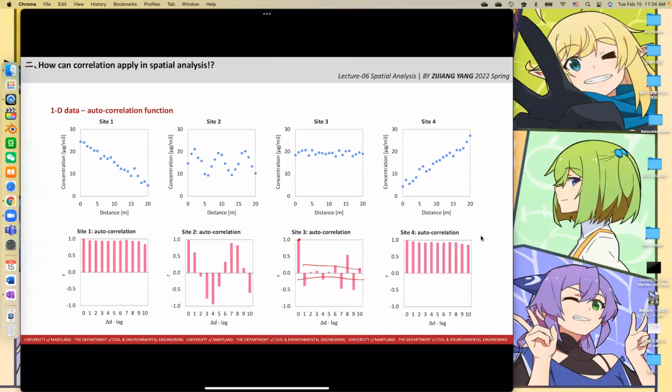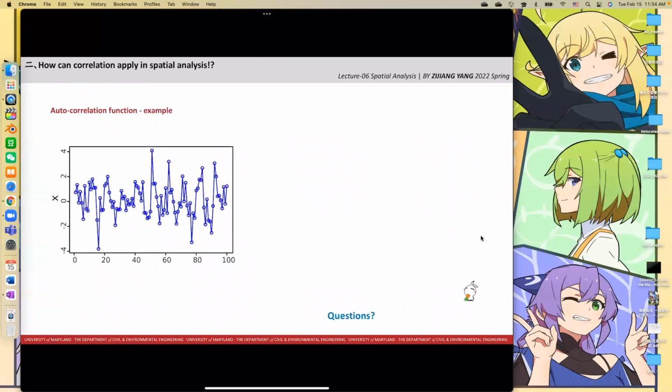And in practice, the characteristics of these 4 sites are easily identified, and we can tell it by our eyes. But in practice, when we have something like this, do you guys think there is any special pattern of this data? No?